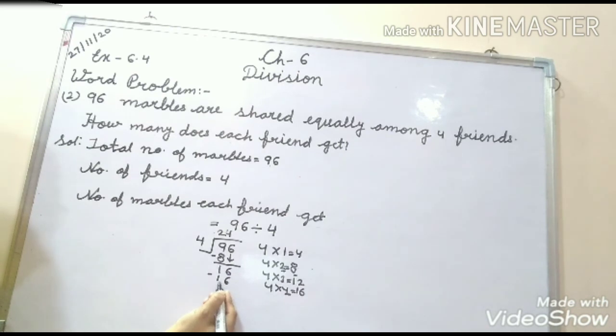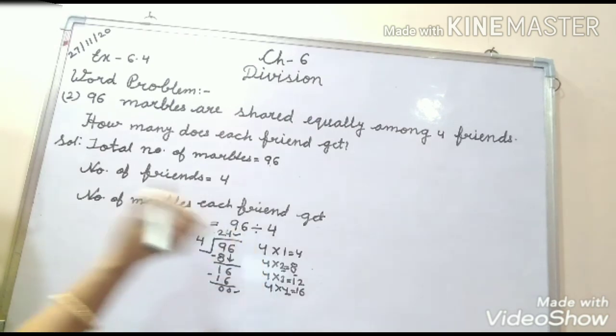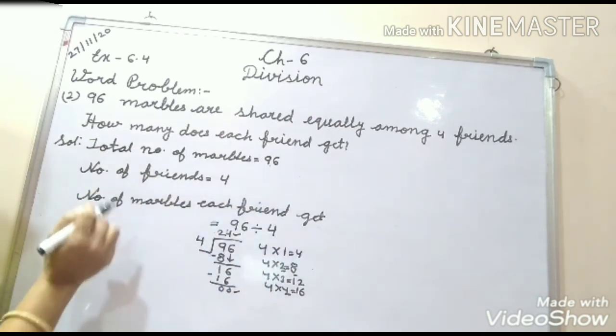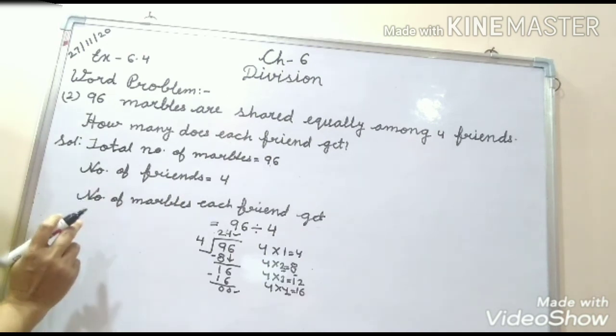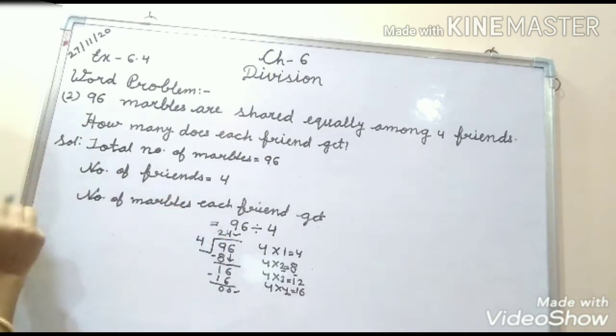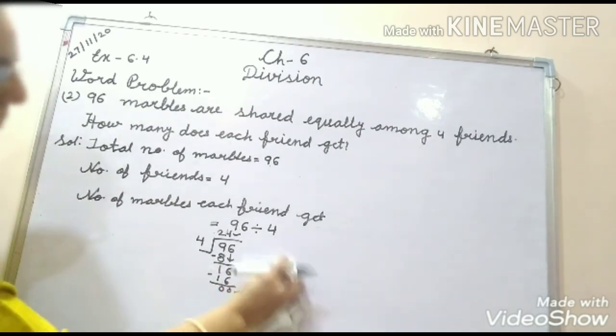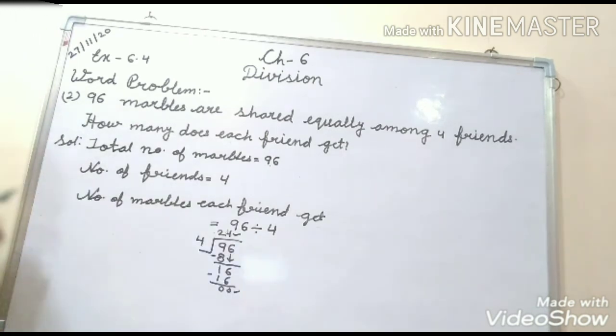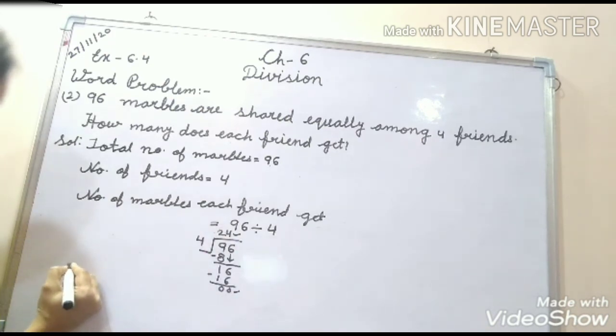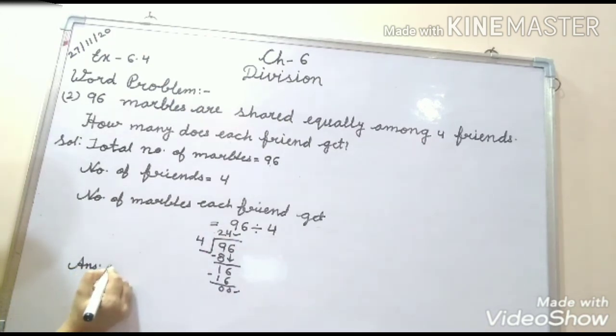And after that you will do subtraction. 6 minus 6, 0. 1 minus 1, 0. So what is here? Quotient is 24, remainder is 0. Quotient is 24. That means that is the answer to this question. That means the number of marbles each friend will get. How many marbles? 24. One friend will get 24 marbles. Clear? And children, you will write this table on a rough page. Here I am writing it, but you will write it on the rough page. So after that you will write the answer: 24 marbles.